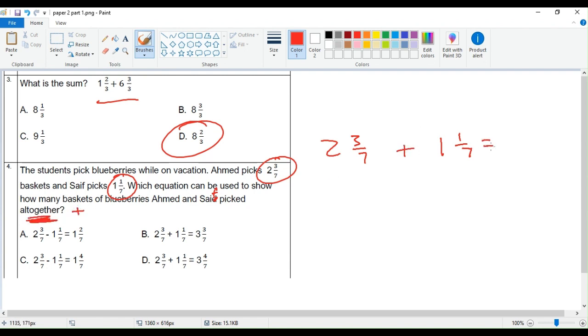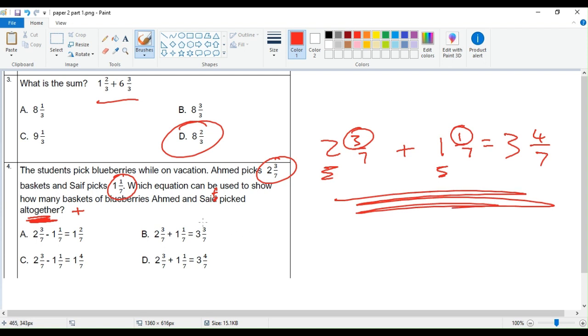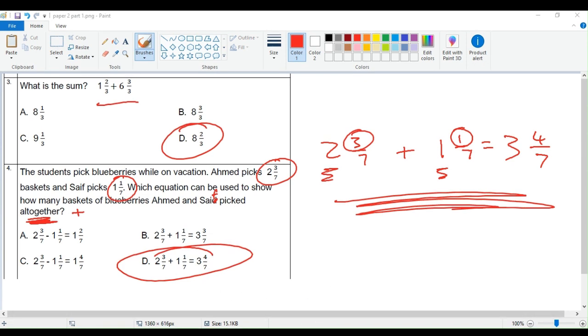So we go back up and we add these. 2 plus 1 is equal to 3. The denominator is sevenths, so we can copy that. We'll add the numerators. 3 plus 1 is 4. Where do we see this equation? It's 2 and 3 sevenths... there it is in D. So be careful, after all that work, that you select the correct one.